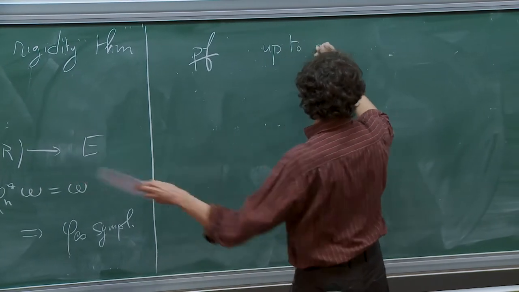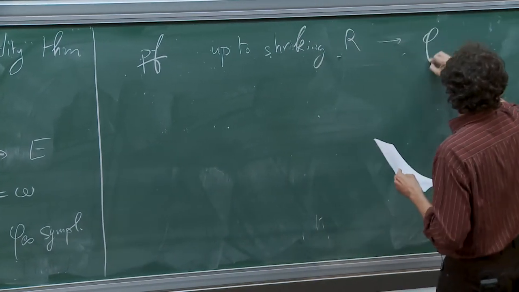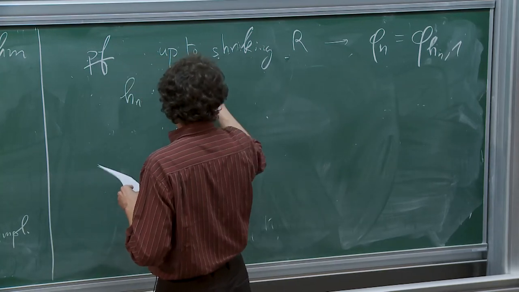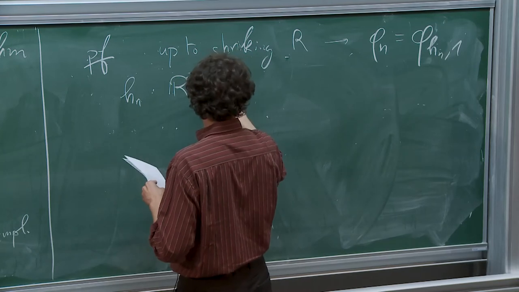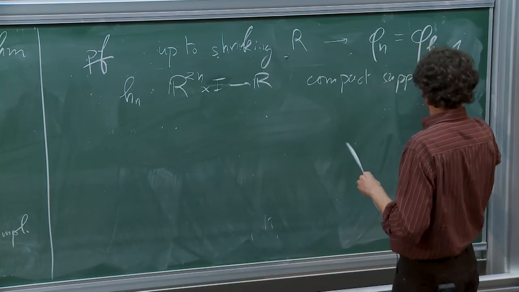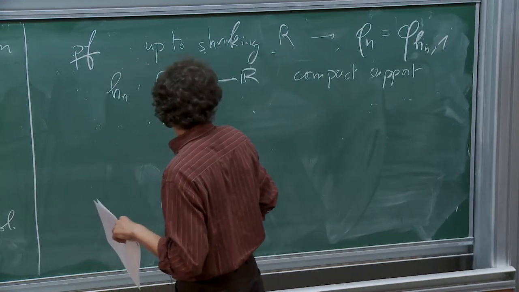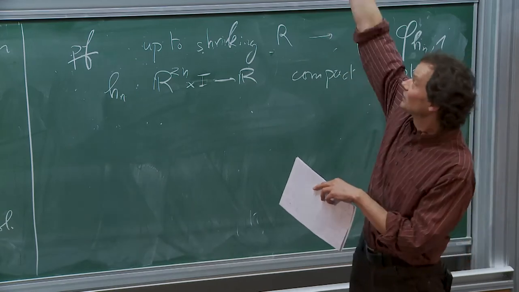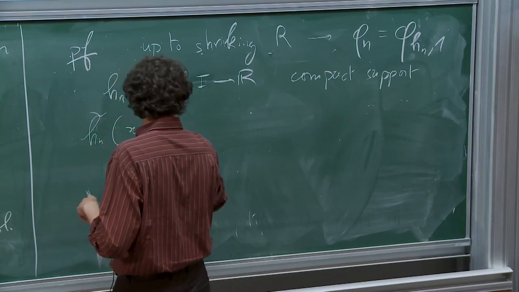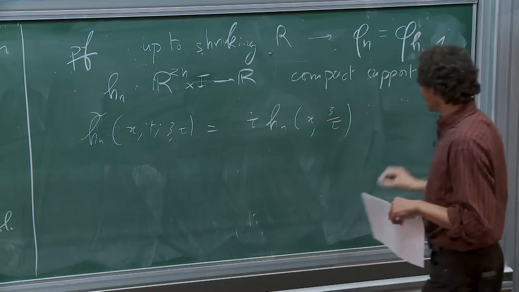Well, first, up to shrinking the radius L, we can assume that phi n is in fact the time one of some Hamiltonian with compact support. So Hn is some Hamiltonian function, and we assume that our phi n is given by the time one of the flow. And of course, it is not conic, so we have to do the same trick as Tamarkin. We make everything conic by adding one variable. So we define Hn tilde of x t psi tau just by tau Hn of x psi mod tau. So this one is homogeneous.